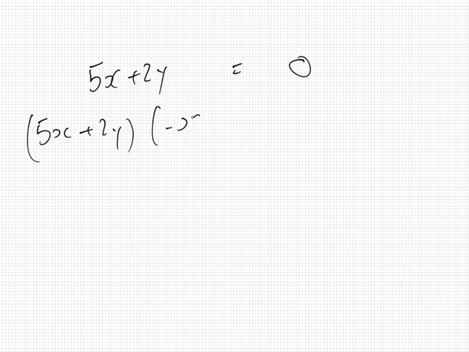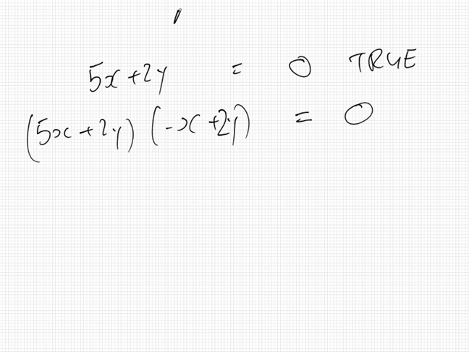Okay, so let's take this equation, 5x plus 2y equals 0. What did you say? You said multiply this by minus 2x plus y. Should that still equal 0? If this is true, and I multiply both sides by minus 2x plus y, is it still true? What do you think? Yes, it is.